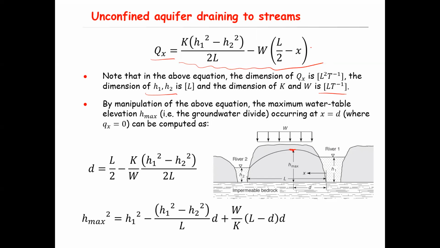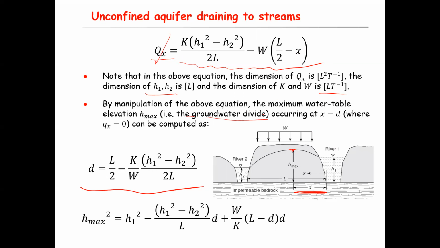Okay, because if this is equal to 0, all you need to do is divide everything by w here, and bring the x to the other side of that equation. Then you will obtain this equation that gives that d, as you can see in this picture here, is the location at which the maximum water table elevation or groundwater divide occurs.